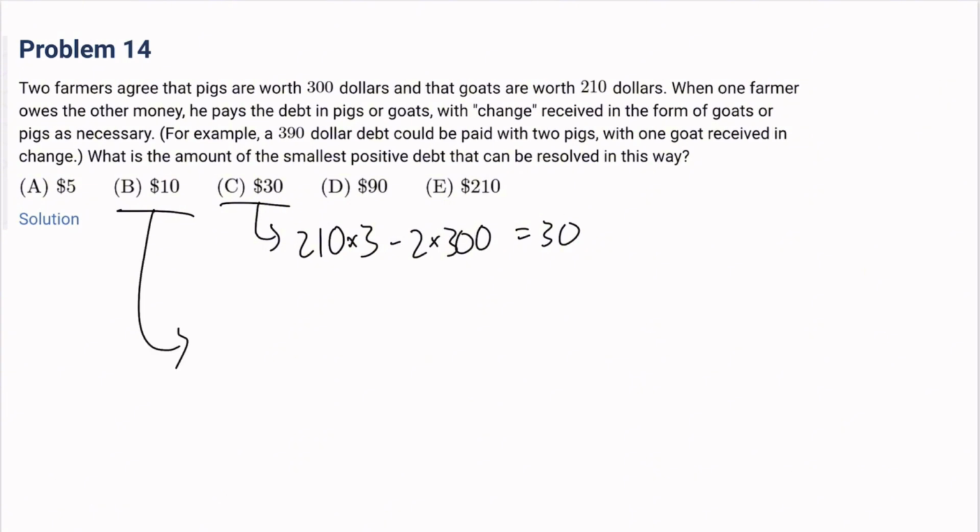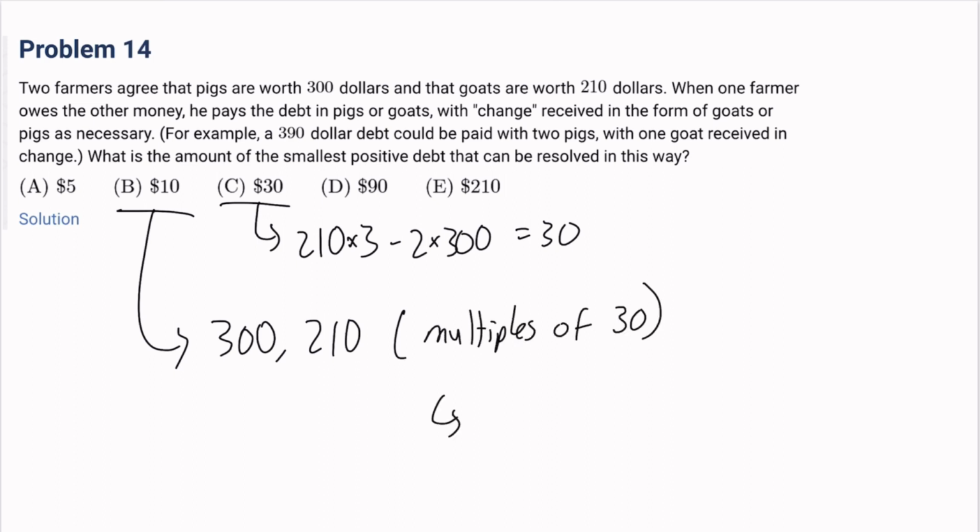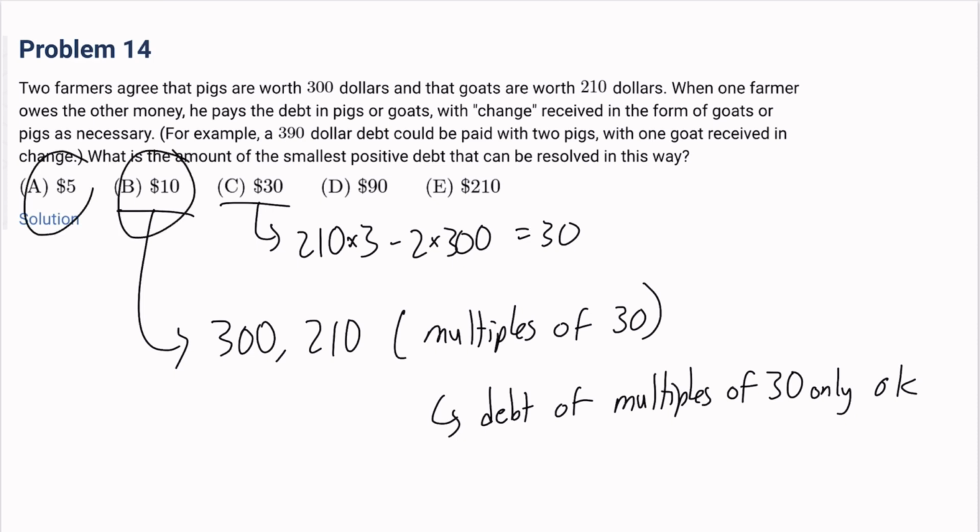And that is because 300 and 210, they are multiples of 30, and that means that only debts of multiples of 30 can be resolved, right? And so since 10 and 5 they are not multiples of 30, then they cannot be resolved, right? So B and A, these are just gone. So C is the smallest possible debt.